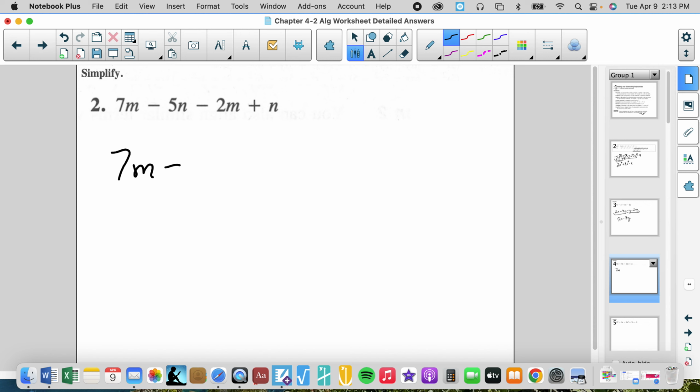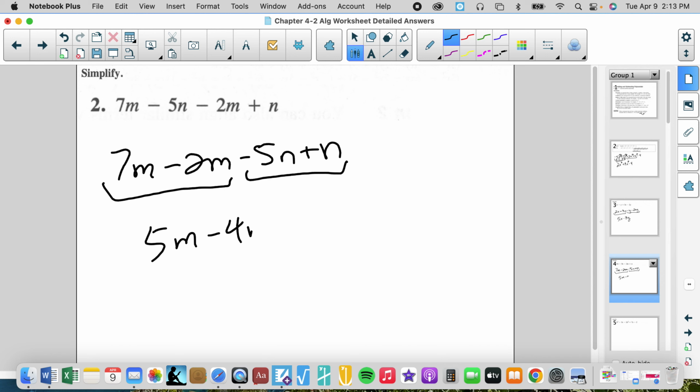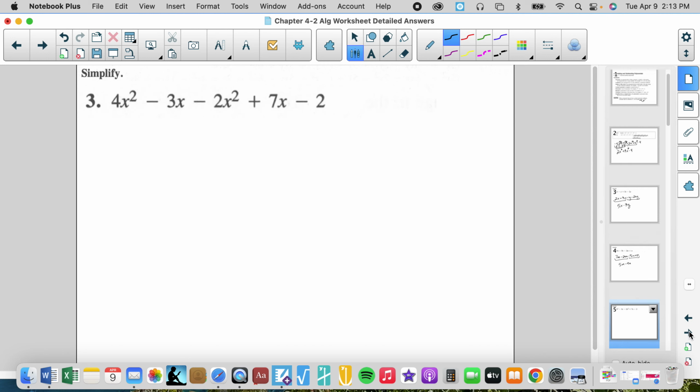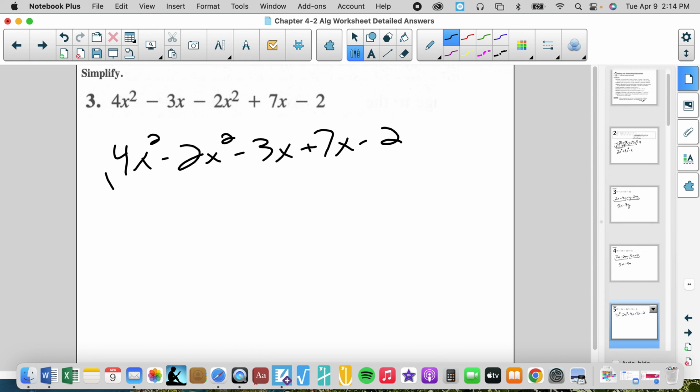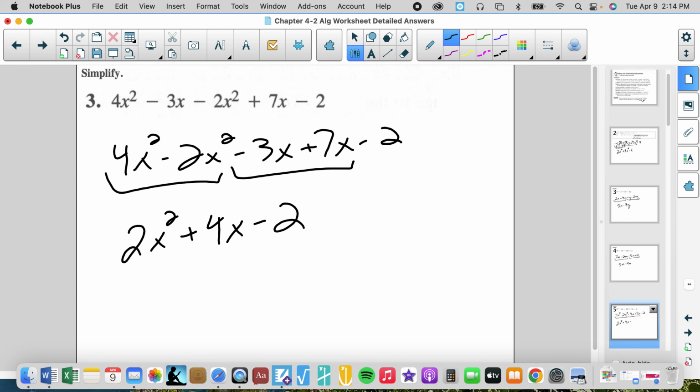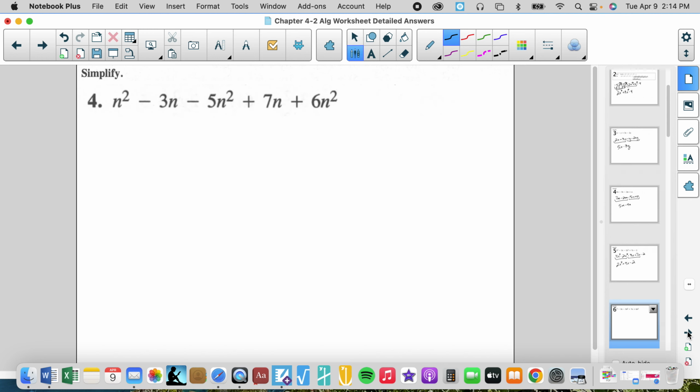M's are going to come before n's. So we'll write it in standard form. We'll combine these two like terms, and then we'll combine these like terms. And the nice thing about putting them in standard form is your answer will be already in standard form because I've already ordered them. 2x squared, that's plus 4x minus 2. So my answer is already in standard form because I placed it in standard form.